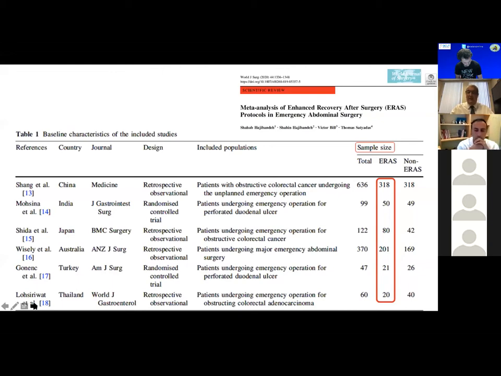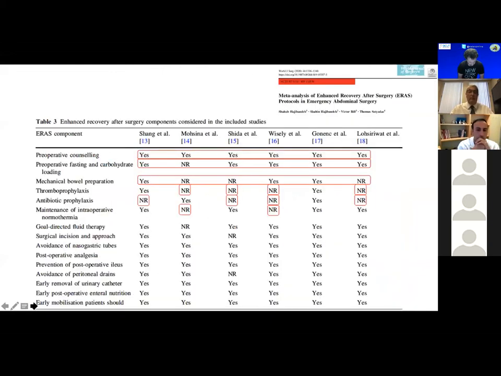So it strikes me that we are not there yet anywhere in the world. That's number one. Number two, the challenges are that there are so many components in this package. I call ERAS a package because it's nothing but a package or a long checklist.